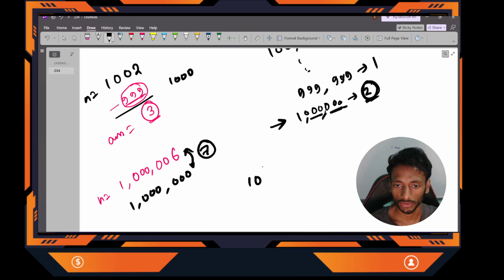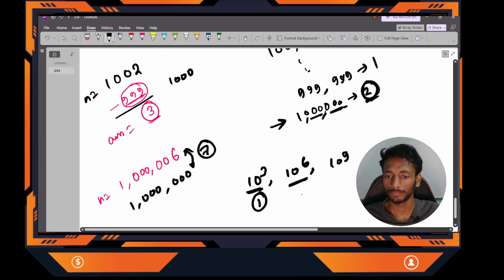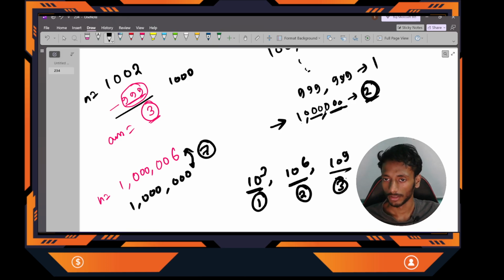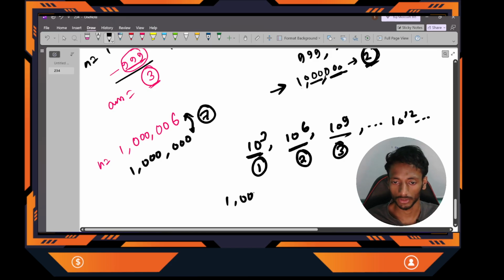Just observe the sequence. First is 10 to the power 3, next is 10 to the power 6, 10 to the power 9, 10 to the power 12. This works because after 3 digits I can place 1 comma. The starting number is 1000, where I can place 1 comma. This is the starting number where I can place 2 commas, 10 to the power 6, correct? And this is where I can place 3 commas, 10 to the power 9, right?